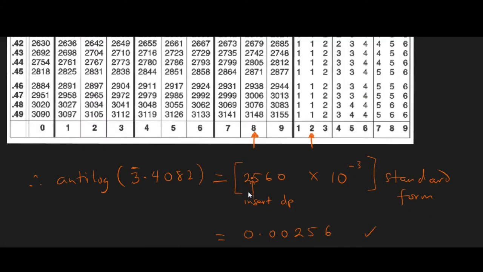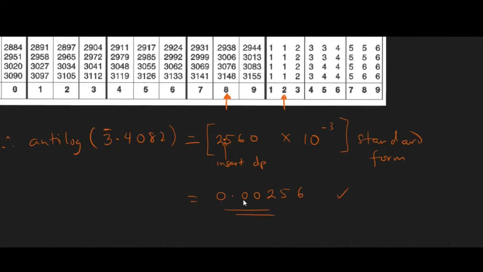So now we will express our findings in standard form. So we will insert a decimal point after the first significant figure to make 2.560. Then we will multiply it by 10 raised to the power, the characteristic, or minus 3. When we do so, we will get 0.00256, the original number from which we found the log in the first place.